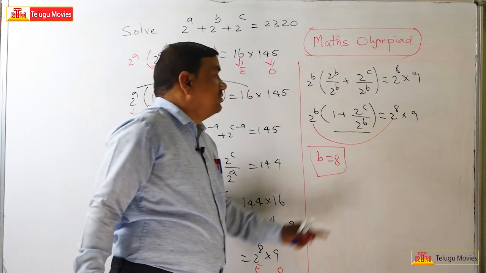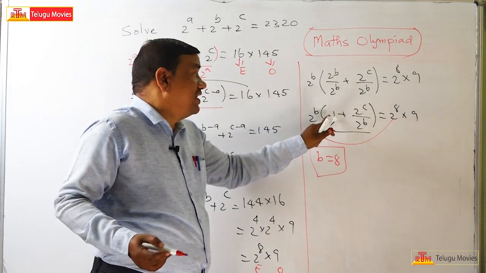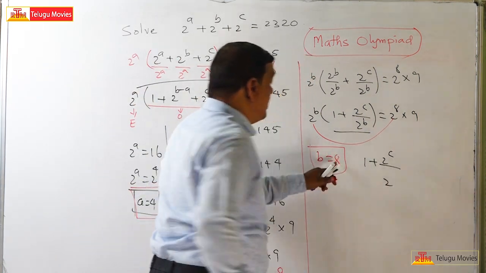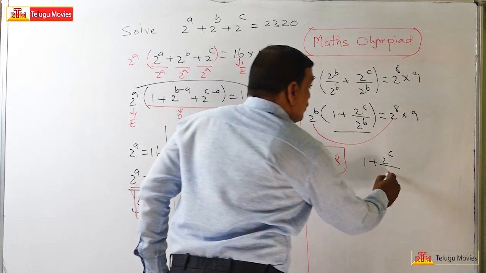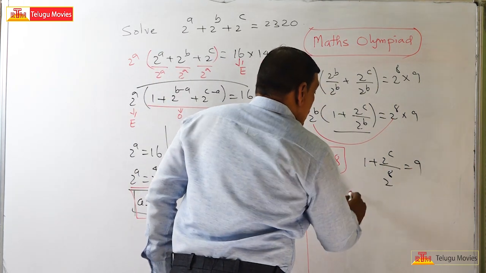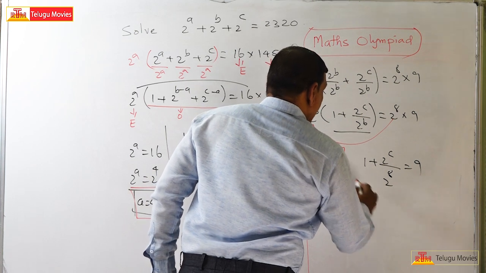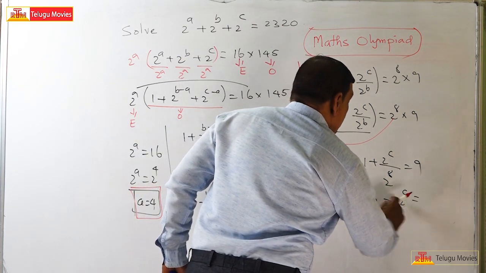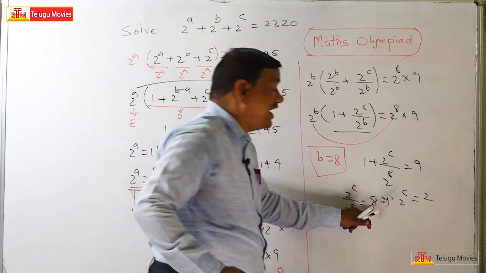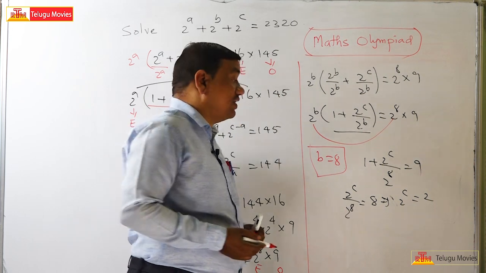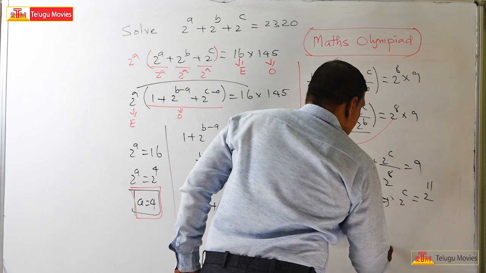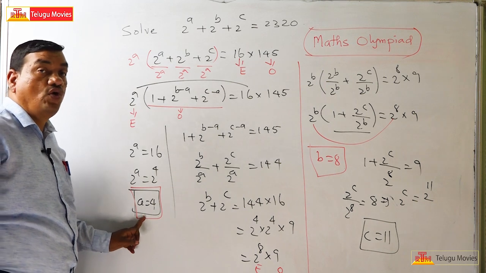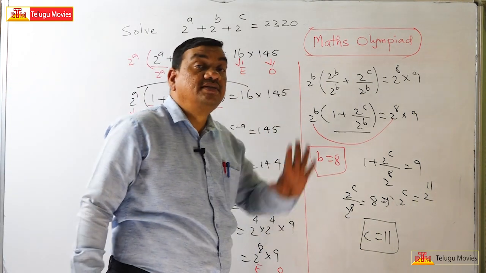Definitely this is an odd number. 2 power c minus b means even number plus 1, odd number. That is 1 plus 2 power c by 2 power 8 is equal to 9. 2 power c by 2 power 8 is equal to 8. So this is equal to 2 power c is equal to, 8 means 2 cube. Again 2 power 8 will come, so this is equal to 2 power 11. c is equal to 11. So therefore a is equal to 4, b is equal to 8, c is equal to 11.